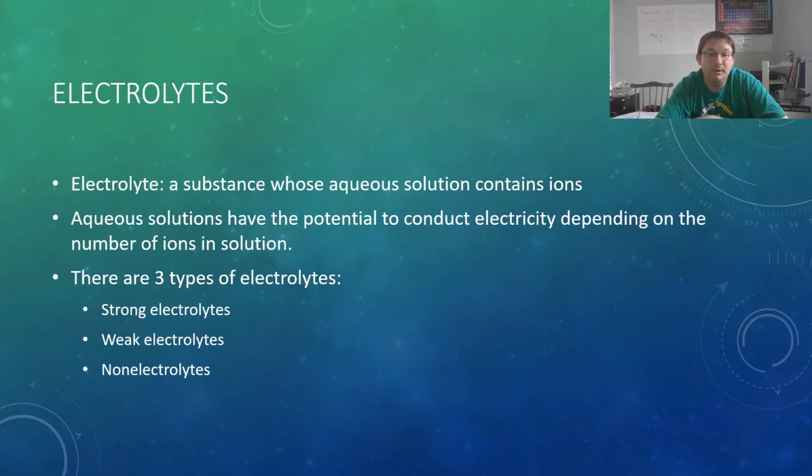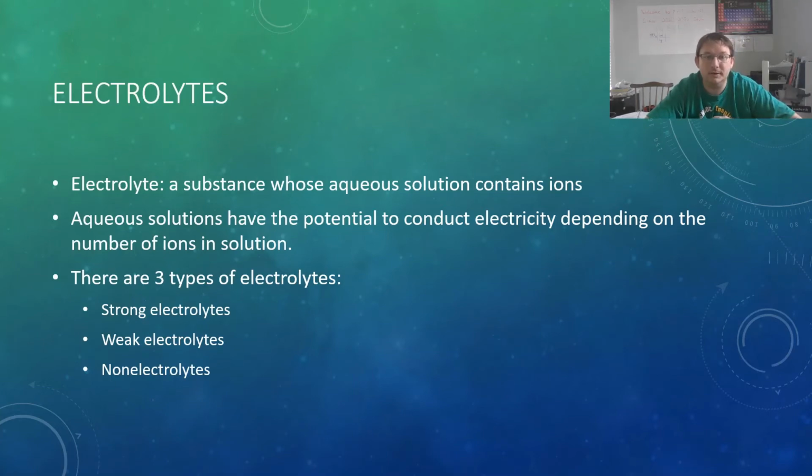Now, strong electrolytes completely break apart into ions, whereas weak electrolytes partially break apart into ions. And so with a strong electrolyte, 100% of the particles that are there will be ions in the solution. With a weak electrolyte, some of the particles will be ions, some of them will just be the actual molecule still intact. With non-electrolytes, that is a substance that stays in its molecular form. It's dissolved in the water, but stays in its molecular form.